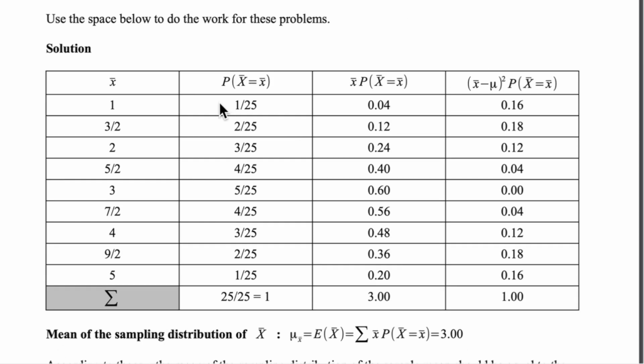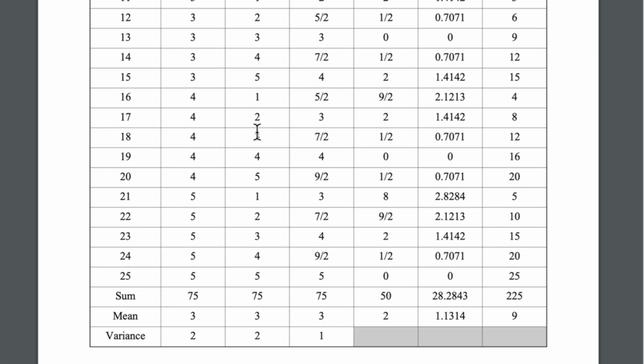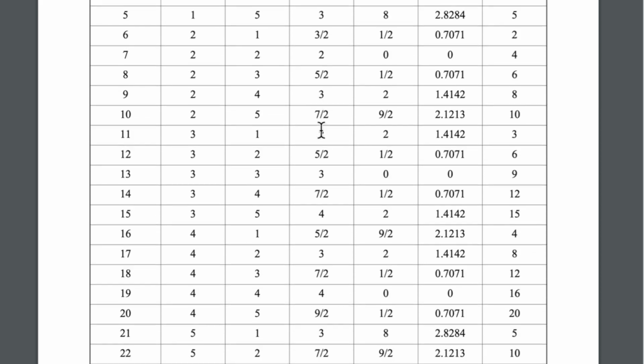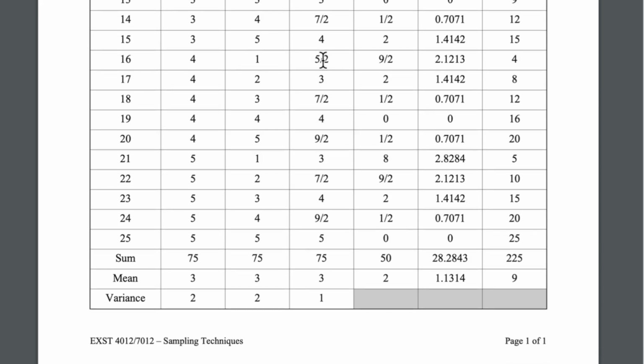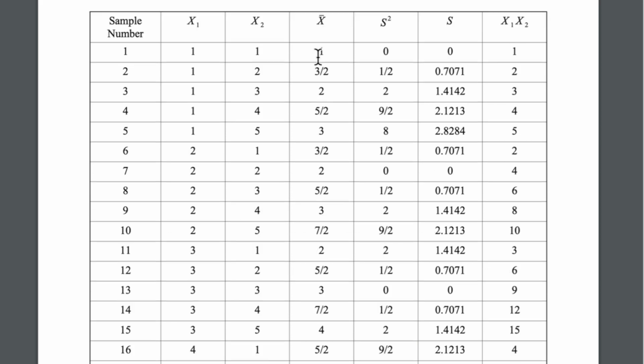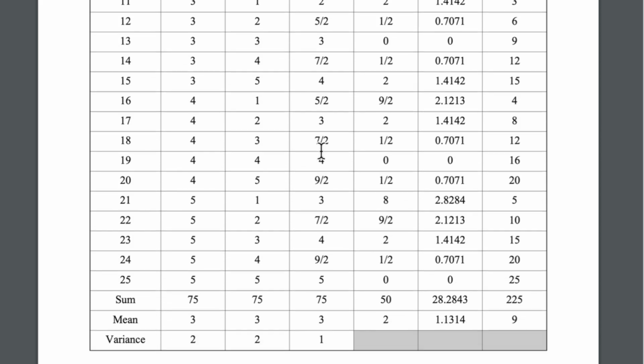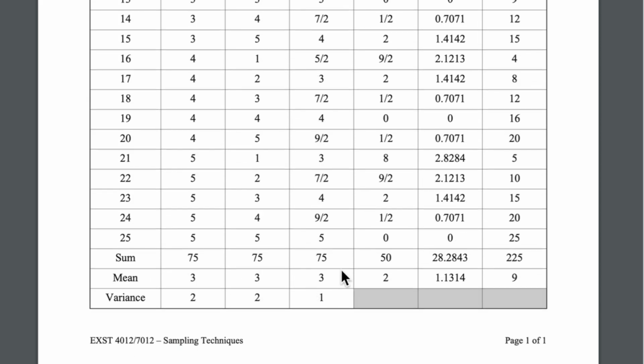Well, let me just say that a distribution like this is really a summary or a condensation of the values in this list, and in particular, this column of values. It's just a summary of these values. We could get the same value for the mean of the sampling distribution of x bar by just averaging these 25 values in this column. And when we do that, we get 3.